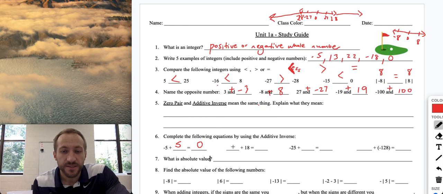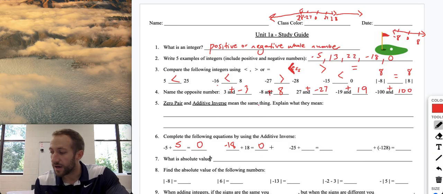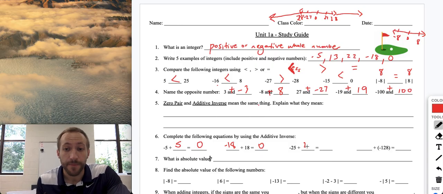The next one, something plus 18 equals something. Additive inverse, we're going to do the opposite. Negative 18 plus 18 equals 0. Over here, negative 25 plus positive 25 equals 0. Over here, 128 plus negative 128 equals 0. Add the opposite, you get 0.